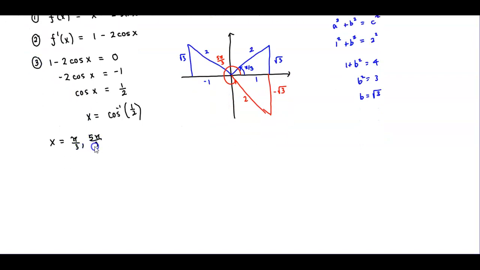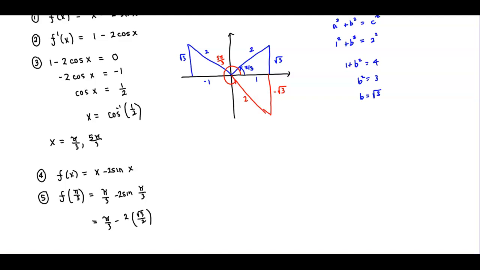So if we know that this is pi over 3 and this is 5 pi over 3, now using our function f of x, which is equal to x minus 2 times the sine of x, we first want to find out, okay, what is f of pi over 3? Well, that's equal to pi over 3 minus 2 times the sine of pi over 3. And the sine of pi over 3 is the square root of 3 over 2. And so that gives us pi over 3 minus the square root of 3.